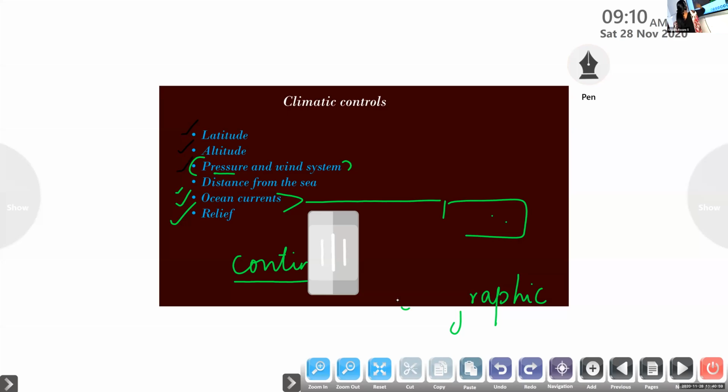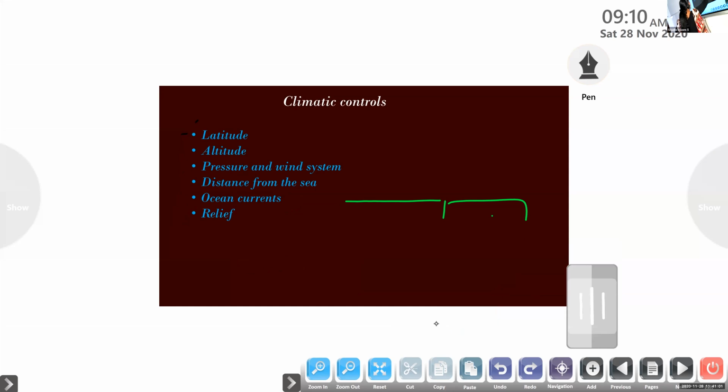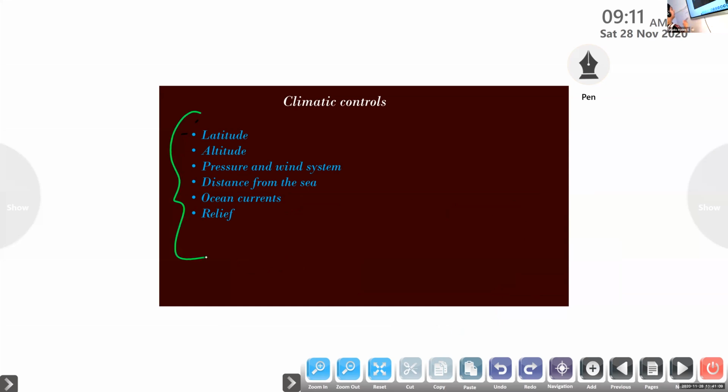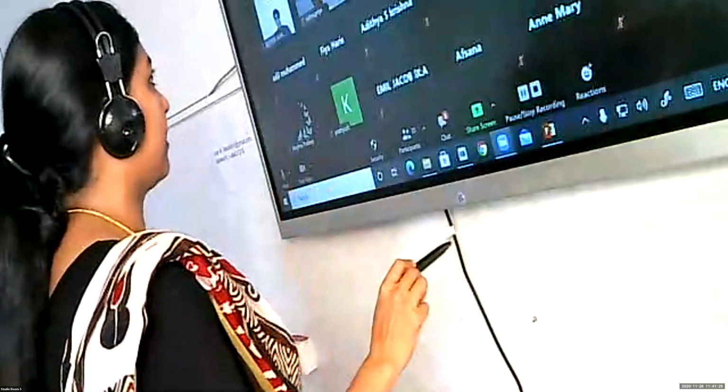These are the six factors which affect the climate of a place. All of you should be thorough with all these points: latitude, altitude, pressure and wind system, distance from the sea, ocean currents and relief. Clear? Read the textbook. A few explanations are there in the textbook. If you have any doubt, ask me in the next class.